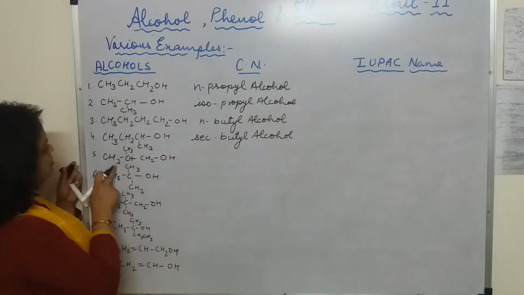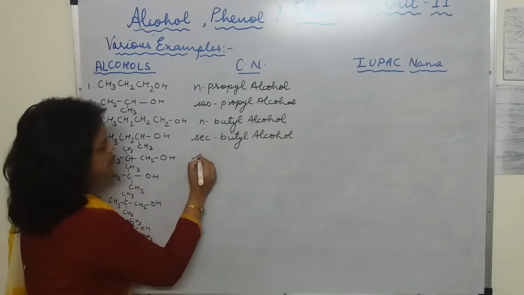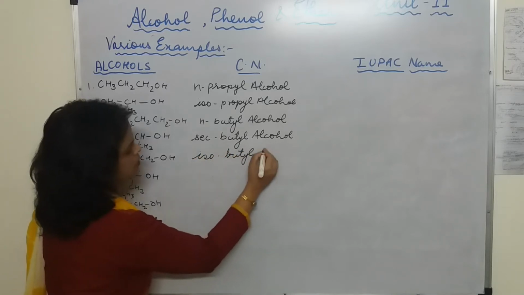Now let's see this example. Here CH3, CH, one CH3 is attached, then CH2OH. So this is isobutyl alcohol.